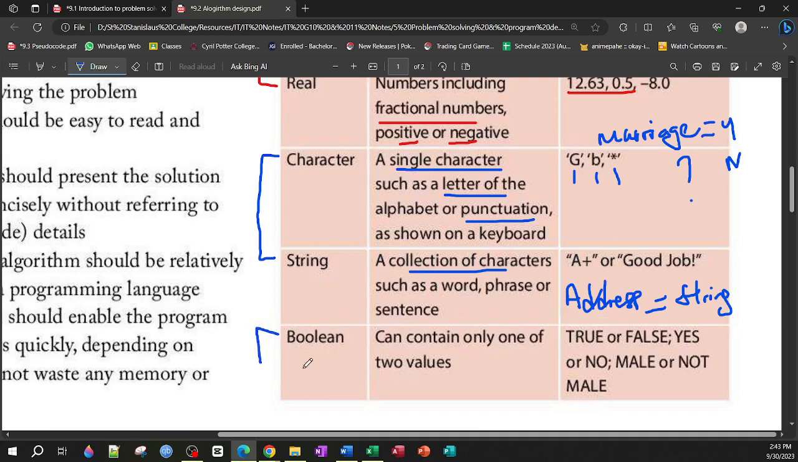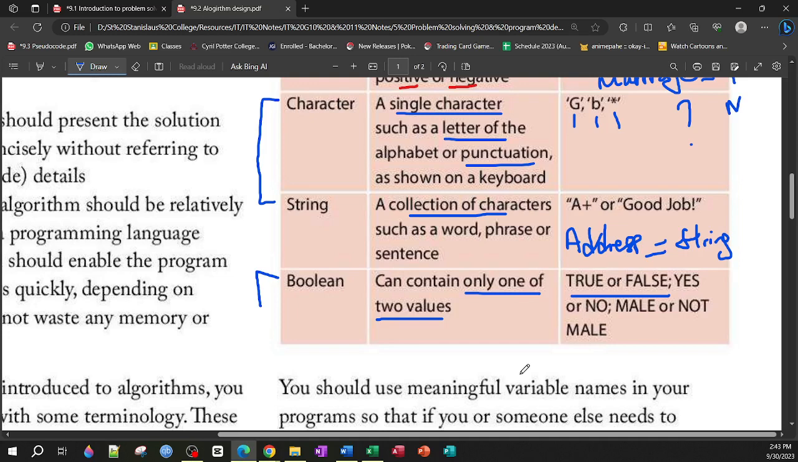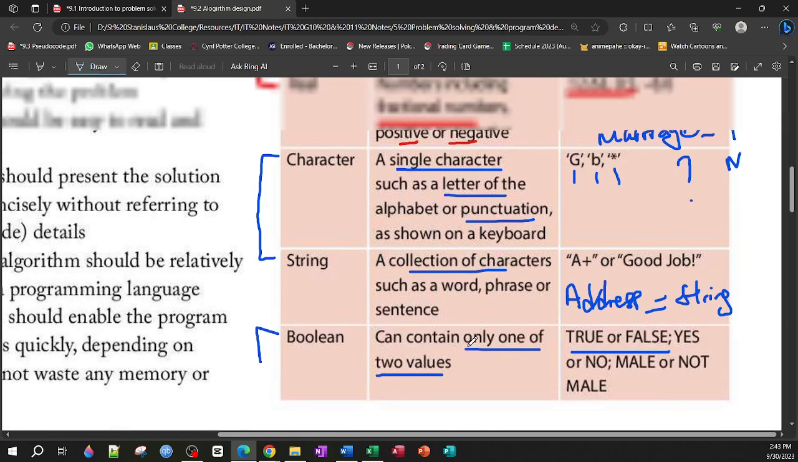And the final data type, the Boolean. The Boolean was a similar example to the yes and no question of marriage. It's when you're only going to have two values. So for instance, true or false, yes or no, male or female, whatever the case may be. So a Boolean data type is when you give the person two options and they can only choose between the two.